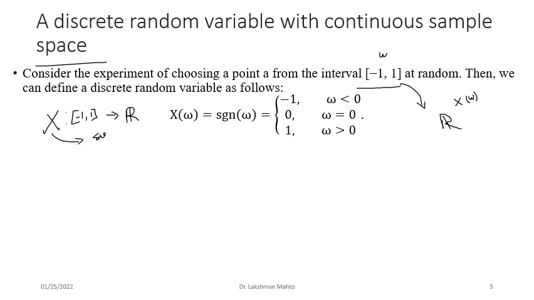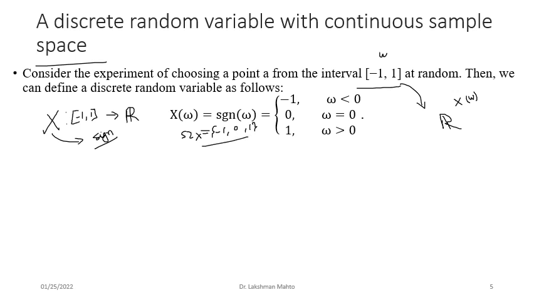So if you select a negative real number from this interval, it maps to minus 1, the negative sign. If you take the real number 0, it maps to 0. And if you select a positive real number from the interval, it has a positive sign, so it maps to plus 1. What is the range of this random variable? Anyone? The range is minus 1, 0, 1. So the range contains just 3 elements.